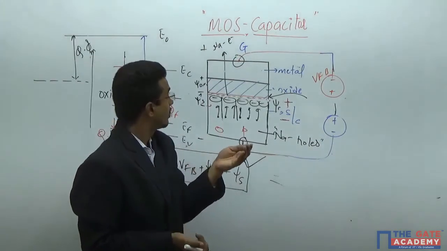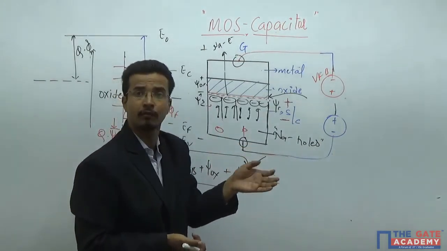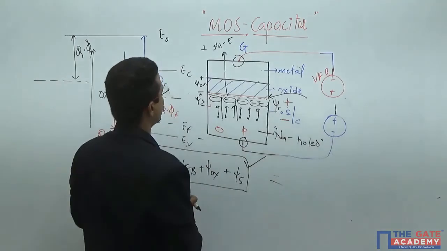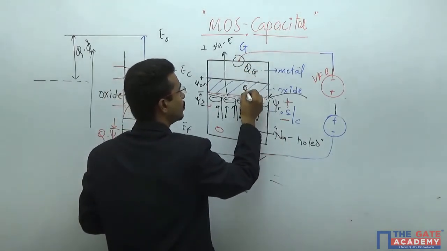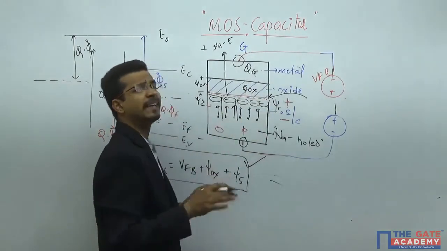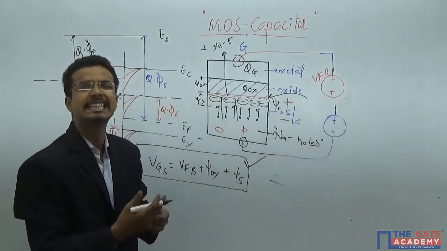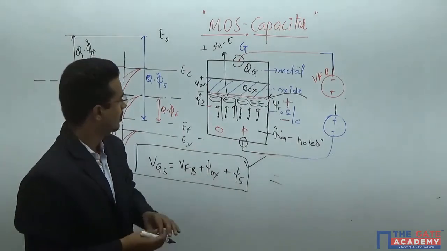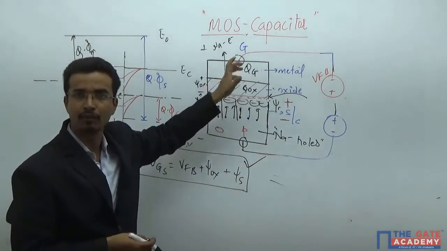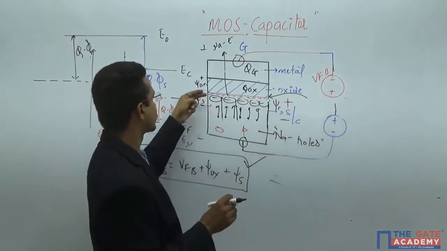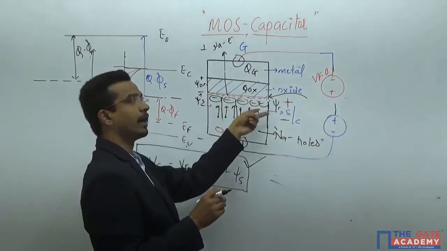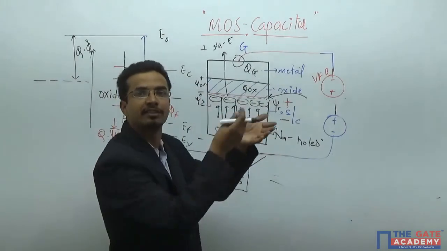Otherwise, the charge conservation will be violated. So here I am saying QG, here QOX, and here QB, the bulk charges, or QD, whatever you want to call the depletion region charges. I will take it as QB, meaning bulk charges, because previously it was the bulk. Later it will convert into the channel.